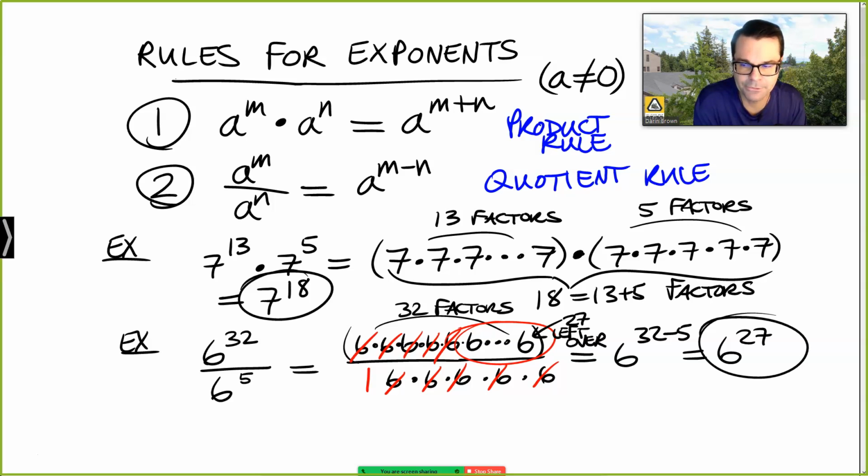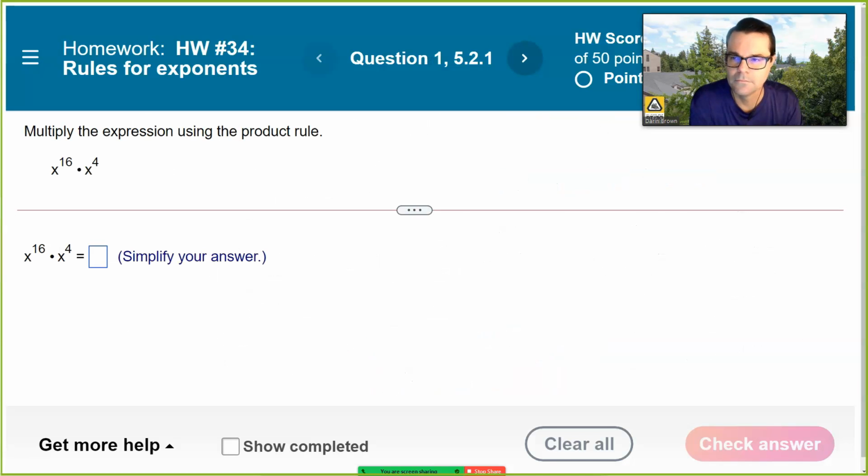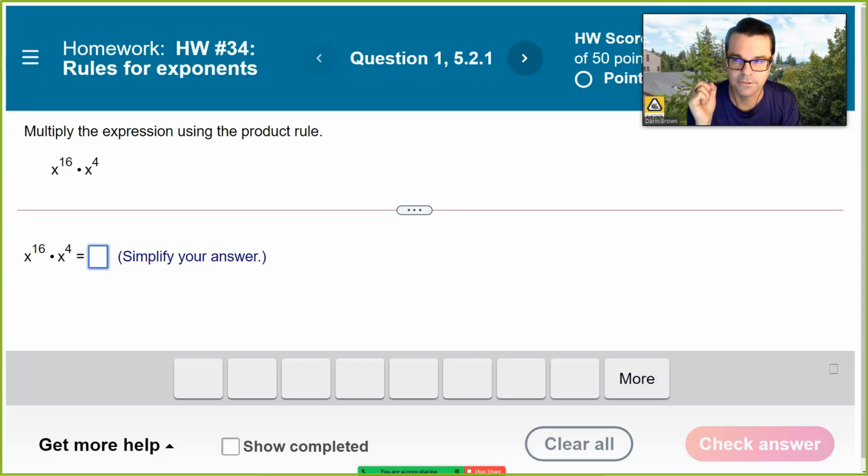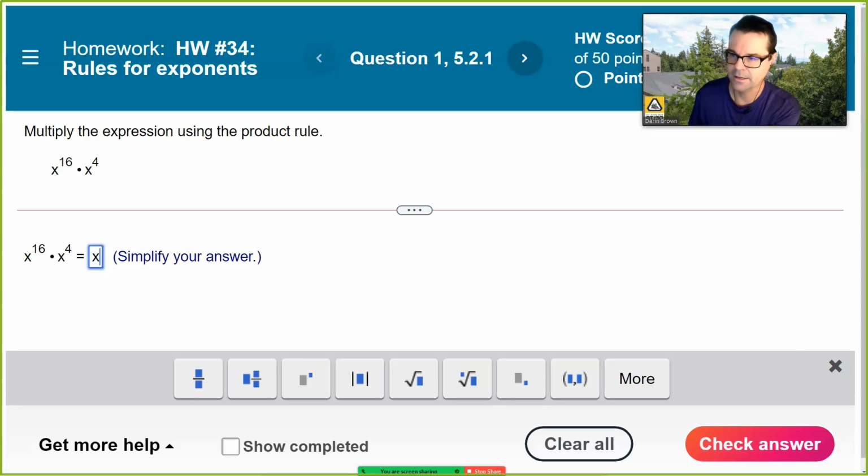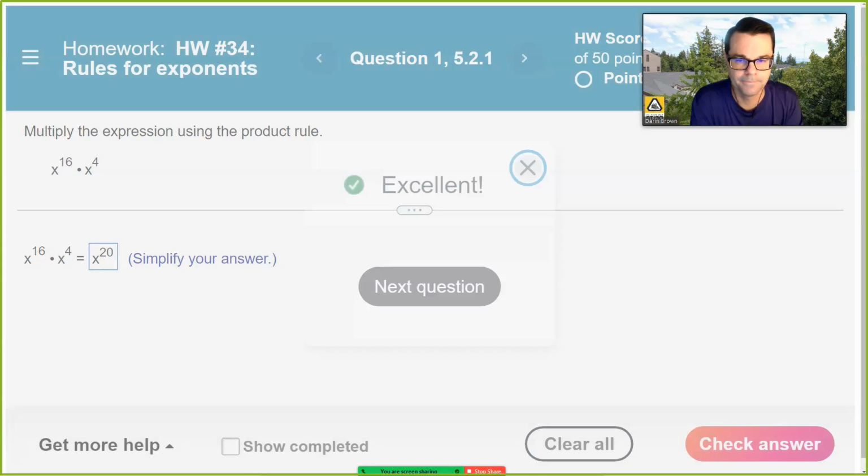So let's look at a few examples in the homework of these two rules. Okay, so first problem here: x to the 16th times x to the 4th. This is a direct application of that product rule. We add the exponents: x to the 20th. Remember, to do exponents, you can always hit Shift 6. That's the caret symbol, and that will get you into the exponent. Shift 6, and then add 20. So x to the 20th.